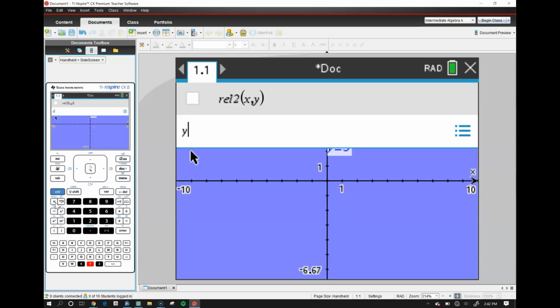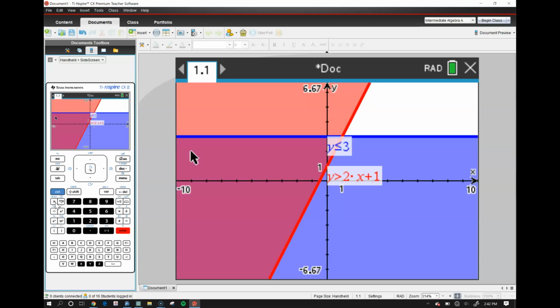Y is done. What's the second one? Y is greater than 2x plus 1? Okay. So this is what it should look like, and it shows you. Yeah, good. That's exactly what it should be. Y is greater than 2x plus 1? Oh, wait, is it? Did I do it wrong? Is this supposed to be greater than, right? Okay, this is where it overlaps. So it's a nice thing, your calculator will double check for you.